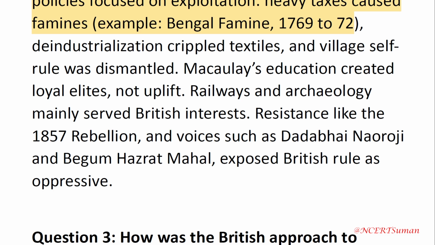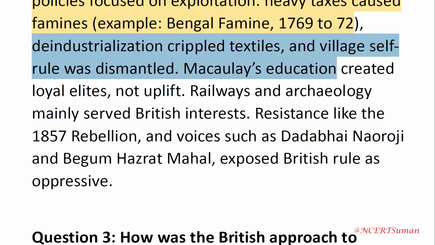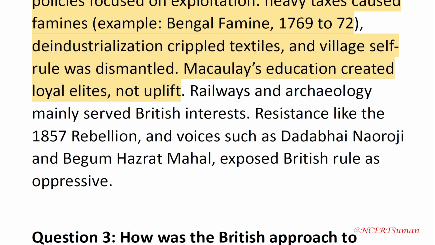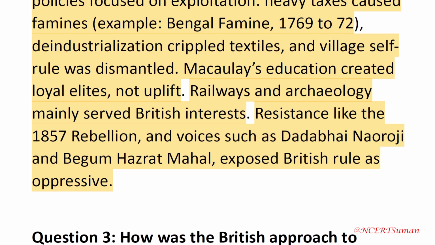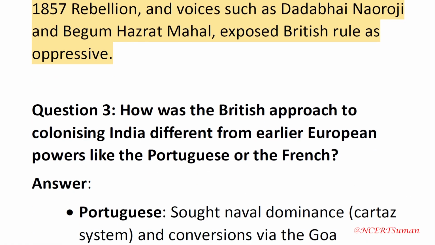1769–72. Deindustrialization crippled textiles, and village self-rule was dismantled. Macaulay's education created loyal elites, not uplift. Railways and archaeology mainly served British interests. Resistance like the 1857 rebellion, and voices such as Dadabhai Naoroji and Begum Hazrat Mahal, exposed British rule as oppressive.